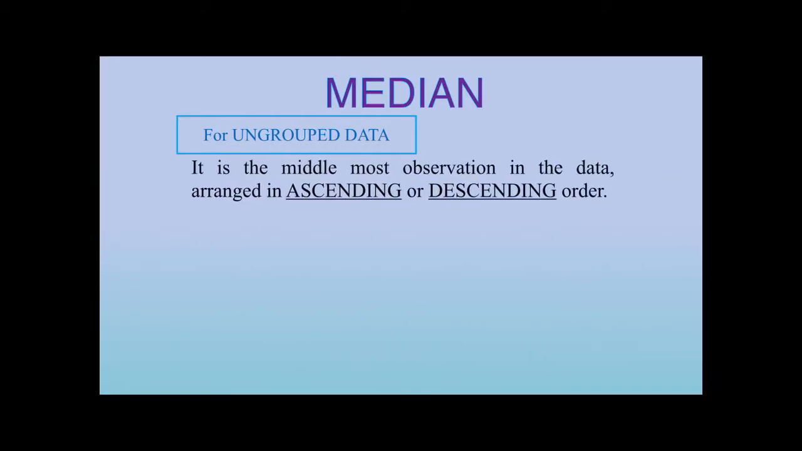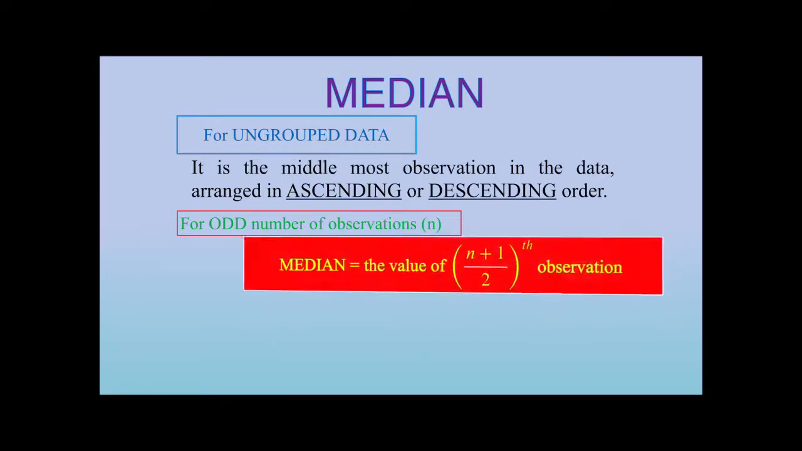What is median? In statistics, median for ungrouped data is defined as the middlemost observation in the data after arranging the data in ascending or descending order. Now, if the data contains an odd number of observations, then the middlemost observation, that is the median, is given by the formula the value of (n plus 1) upon 2th observation.